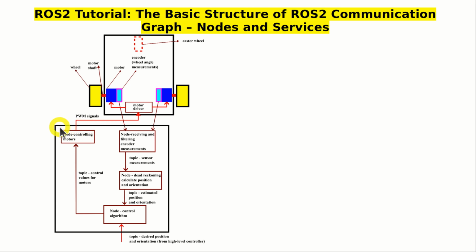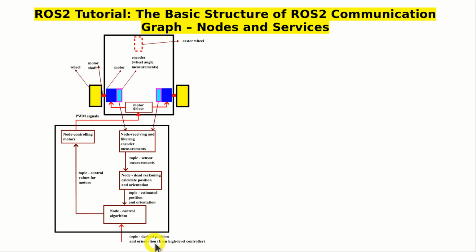The control algorithm is actually implemented by using this ROS2 communication graph. We have several nodes. We have a node controlling motors, we have a node receiving and filtering encoder measurements, then we have a node for dead reckoning, that is for calculating the position and orientation on the basis of the encoder readings, and we have the node implementing the actual control algorithm. Let's explain this graph over here.